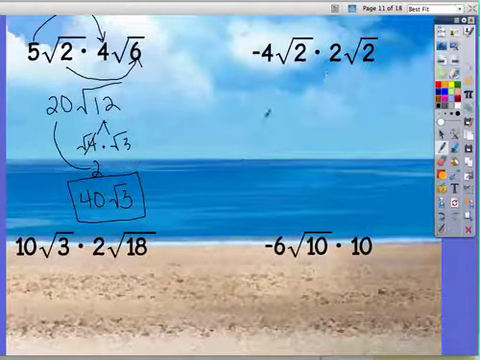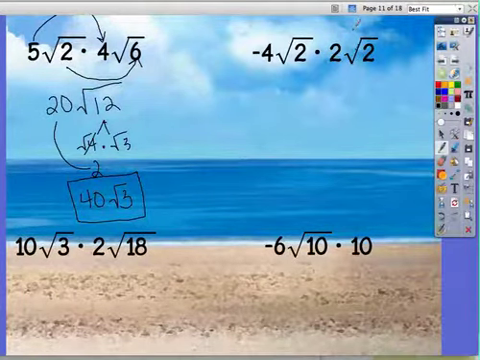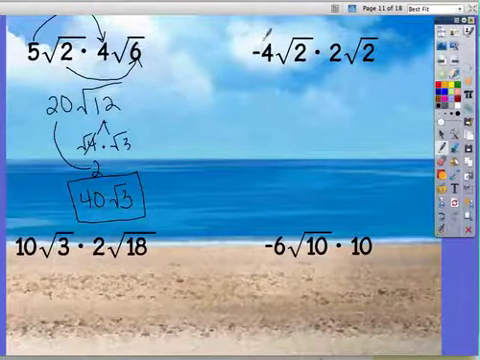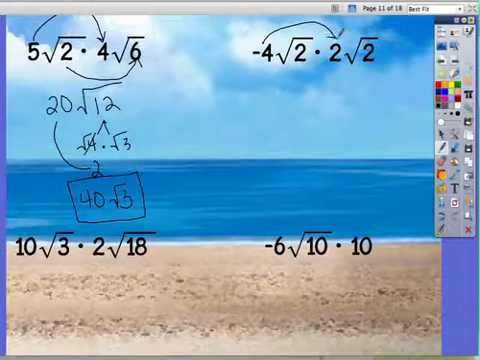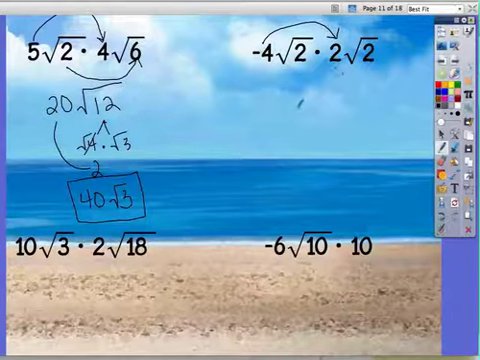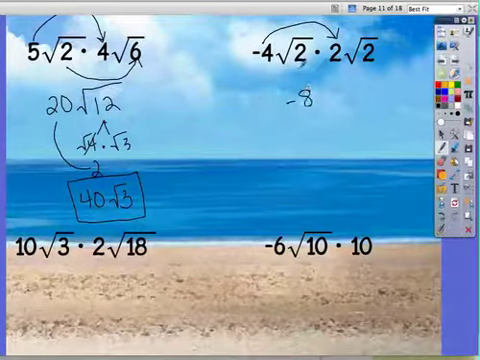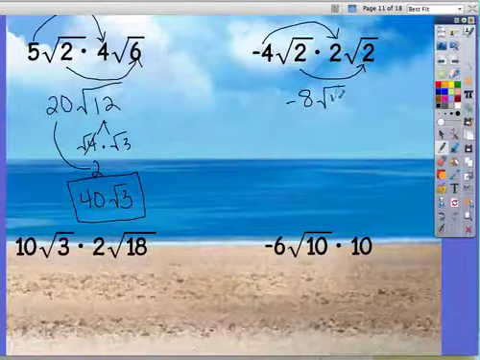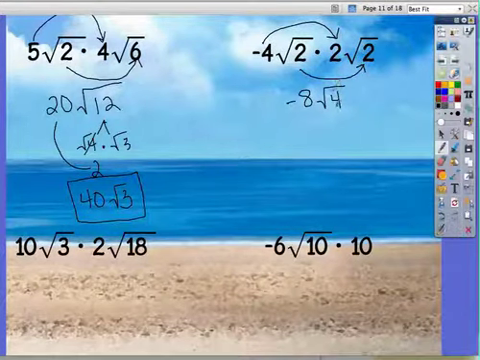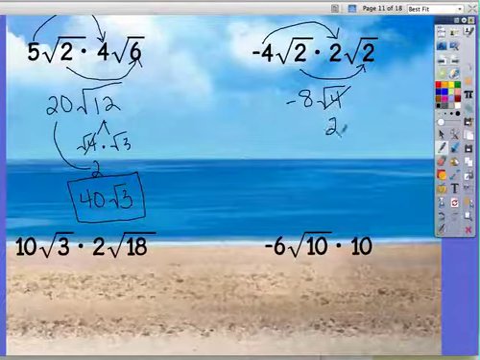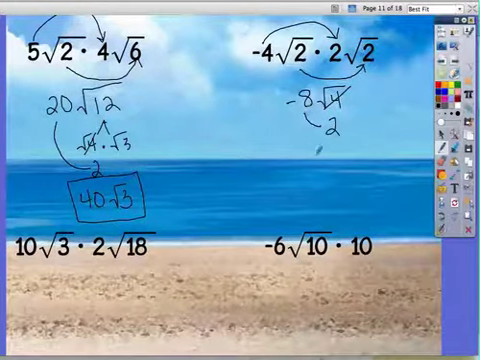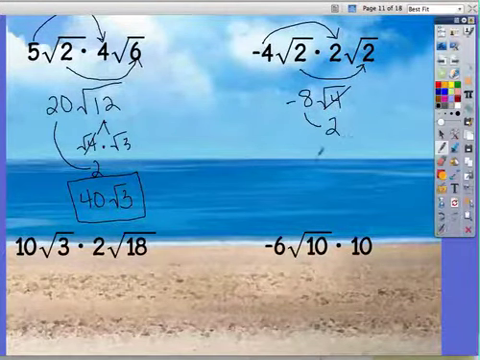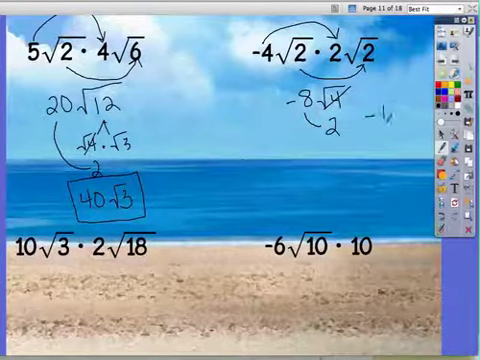Okay, let's follow that same procedure here. Index of 2, index of 2, so I'm good to multiply. I multiply my outsides. Negative 4 times 2 is negative 8. And then the square root of 2 times the square root of 2 is the square root of 4. I can go ahead and simplify the square root of 4, that's 2. So I multiply these two numbers together. Negative 8 times 2 is negative 16.